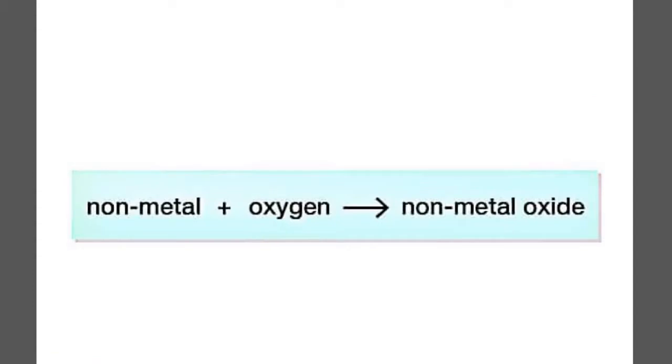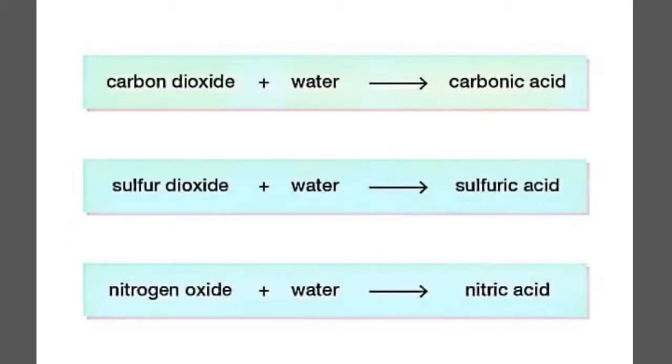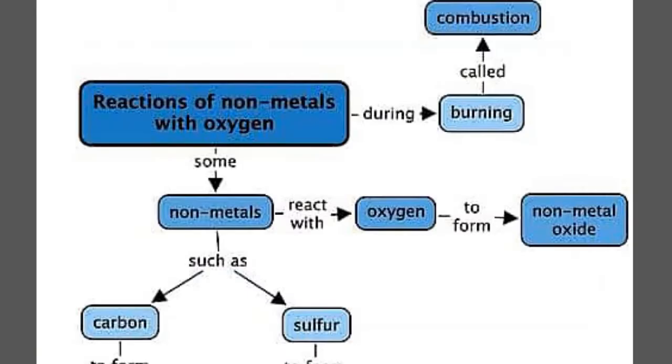So simply when we have to summarize it, we can say that the non-metals, when they react with oxygen, form non-metal oxides. And this is how we can identify the nature of the oxides. In a few of the examples, kindly check the spelling of sulphur. It's SULPHUR and not SULFUR. So carbon dioxide, sulphur dioxide, and nitrogen oxides, they all are acidic oxides because they are forming acids here.